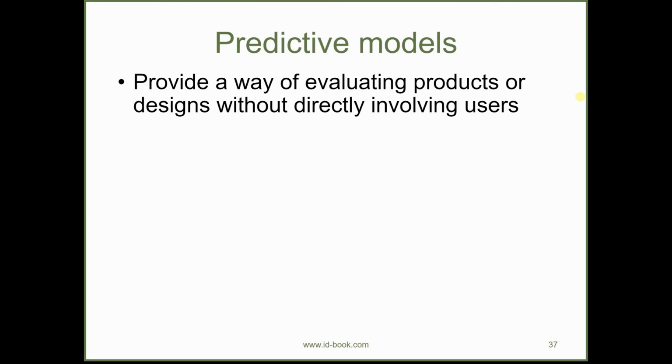So in this chapter, we have been learning that it is possible to evaluate interfaces without directly involving the users. We have looked at inspection methods and we have looked at analytics. These two methods show how interfaces can be evaluated without directly involving the users. Another method that you can use is called predictive modeling.